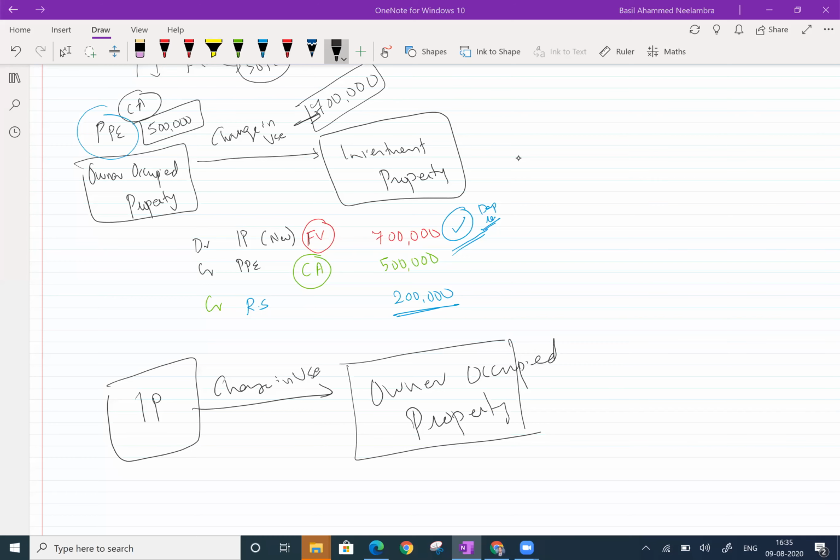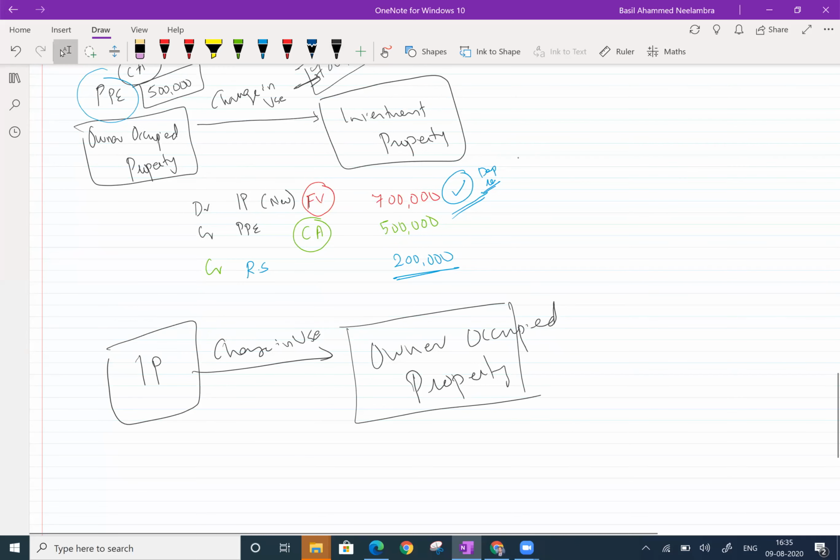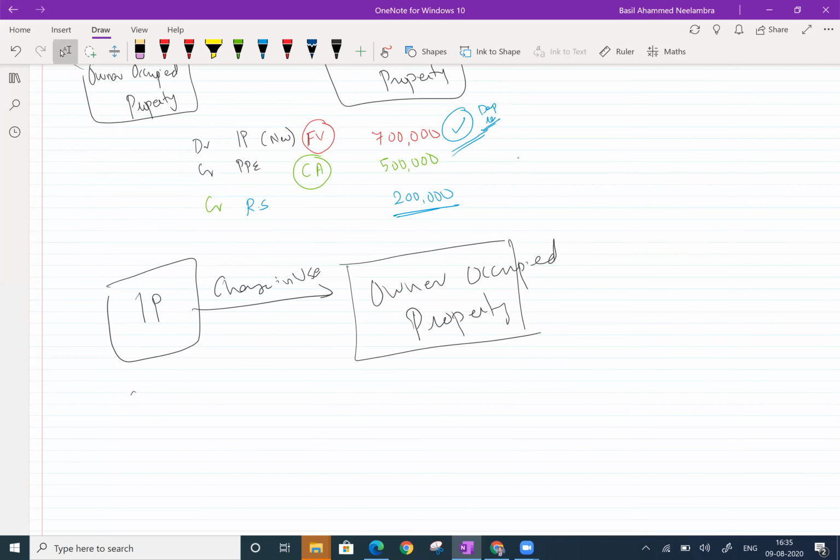Now, let's take the same example. The investment property had a carrying amount of 500,000. So what's the journal entry you'll have to pass? There's a new asset coming. Actually, there is no new asset. It just changes the head. But still, if there's a change in the head, it's a change in accounting standard. So debit PPE and credit investment property.